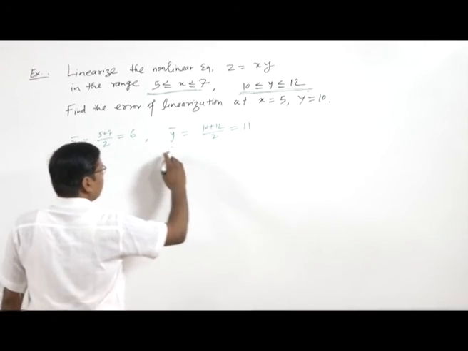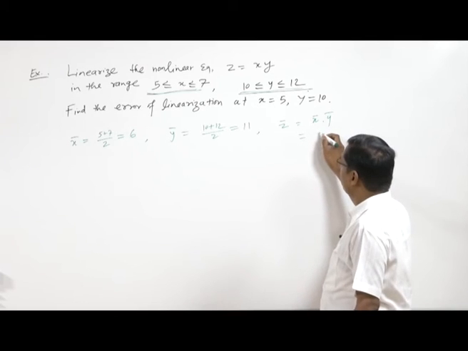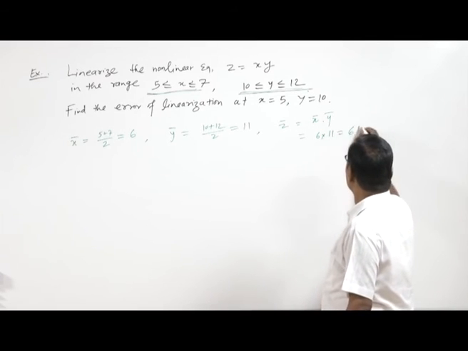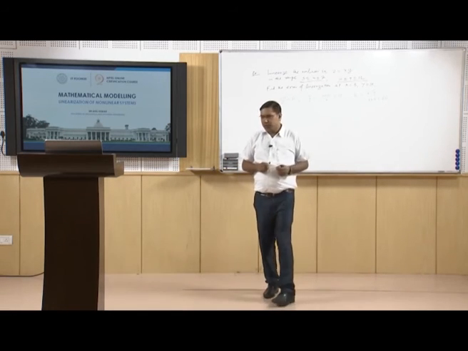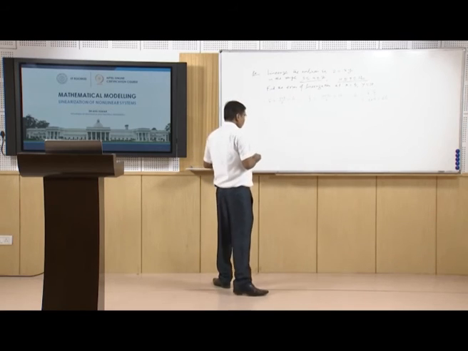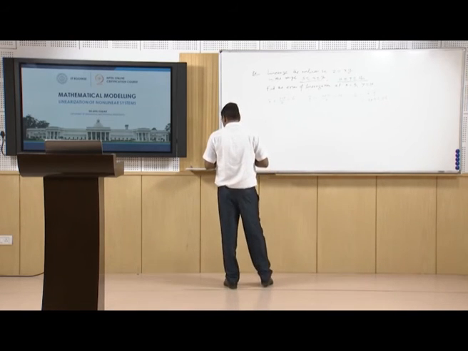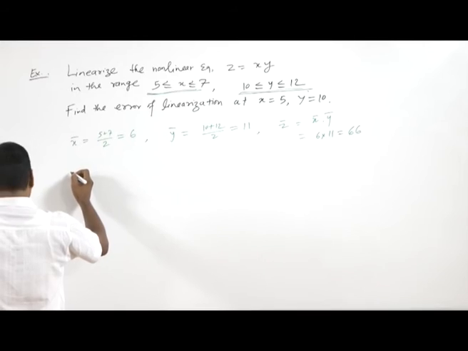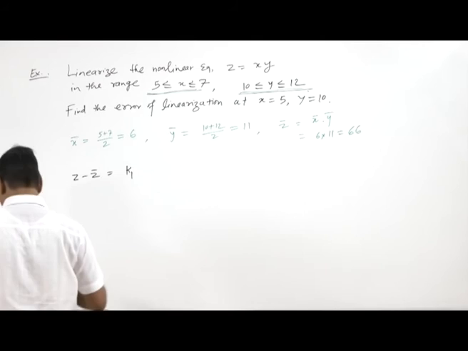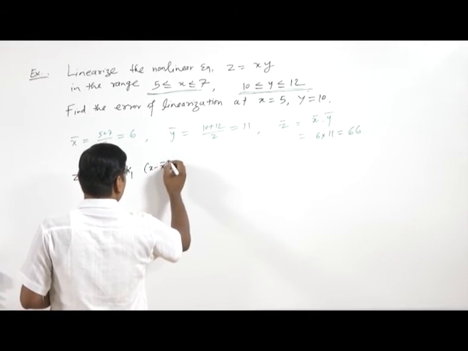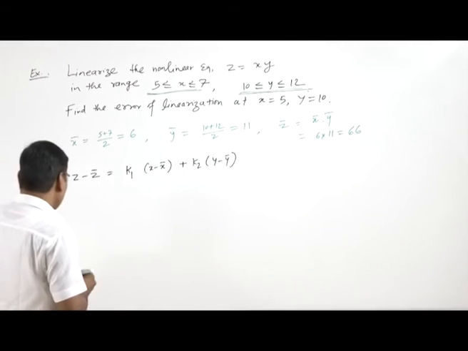Now, corresponding to this point, z bar equal to x bar into y bar. So, it is 6 into 11, that is 66. So, we are getting z bar as 66. Now we apply the equation for linearization containing two variables: z minus z bar equal to k1 times (x minus x bar) plus k2 times (y minus y bar).